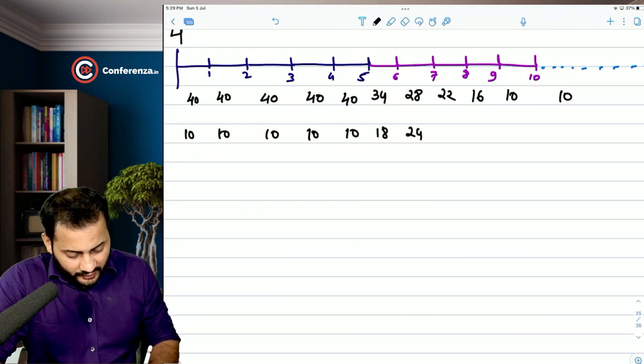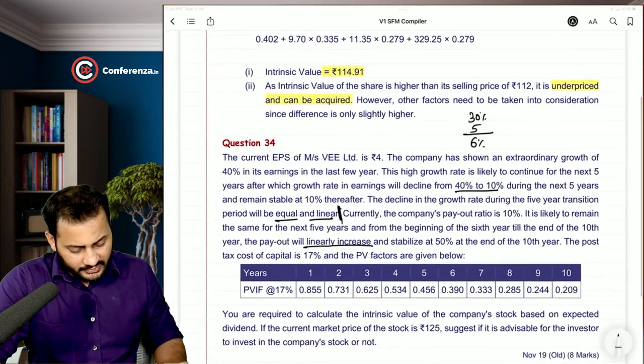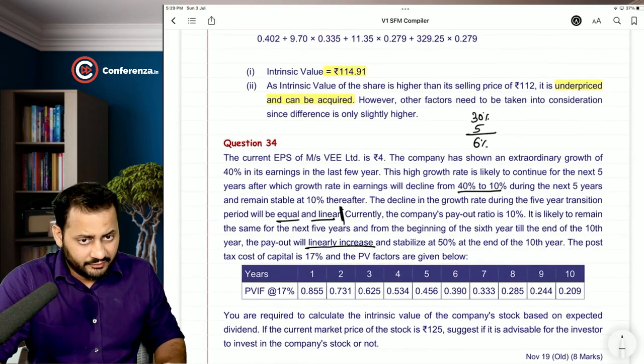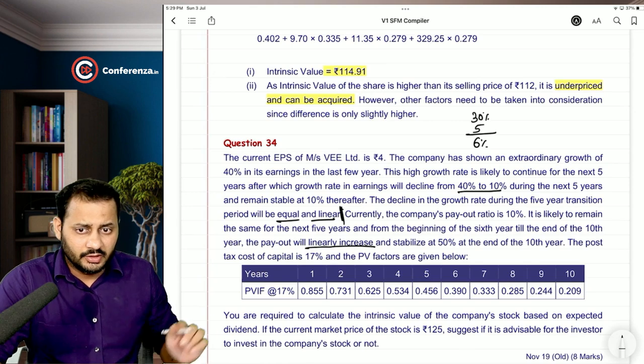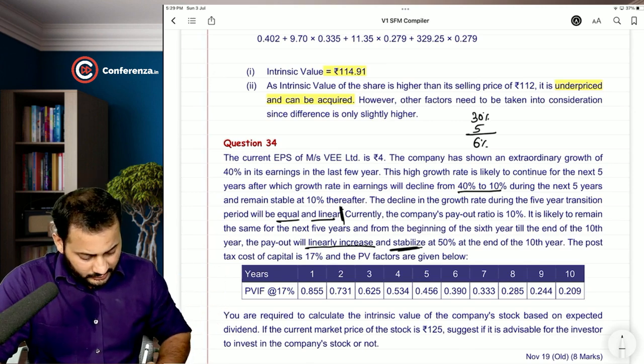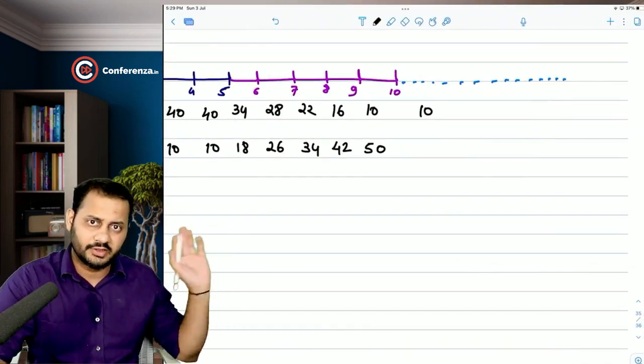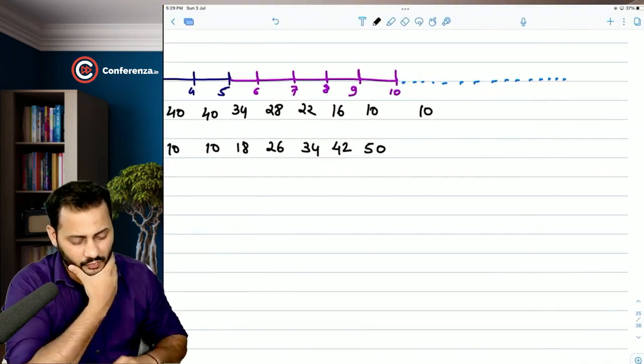18, 26, 34, then 8 means 42 and 50. Then it will stabilize at 50% at the end of 10th year. Okay, stabilize means it will be the same, means after that the dividend payout ratio will be 50% only from that point onwards. Okay.